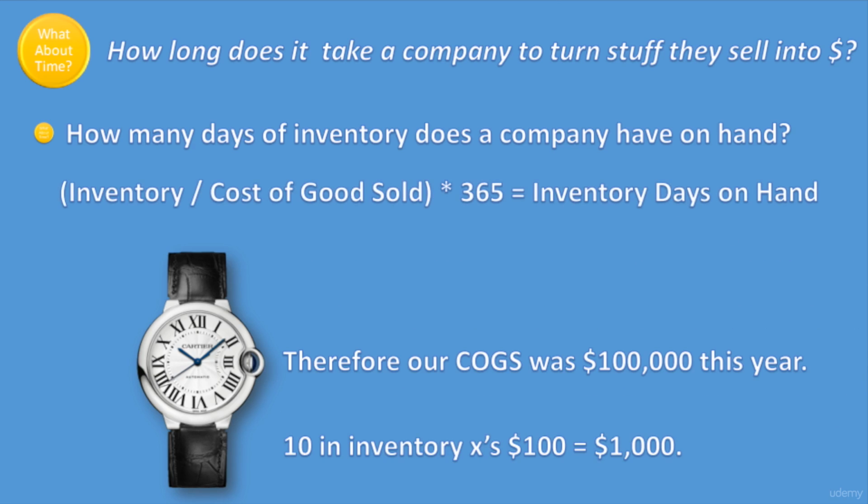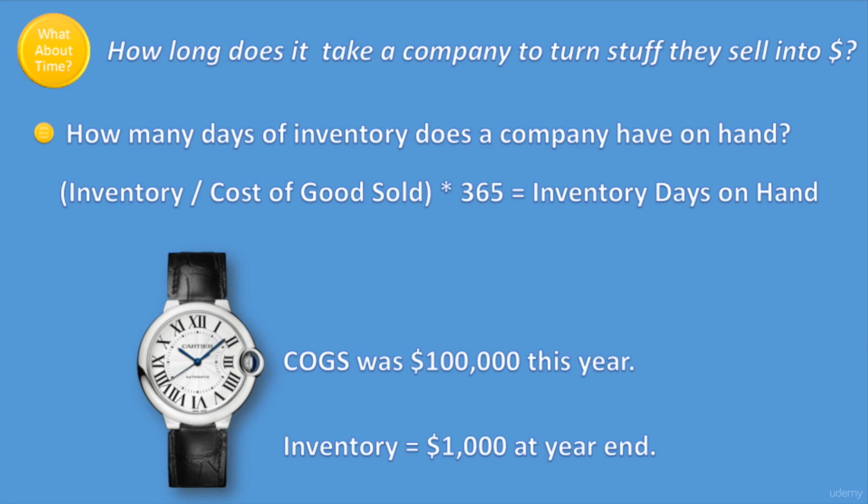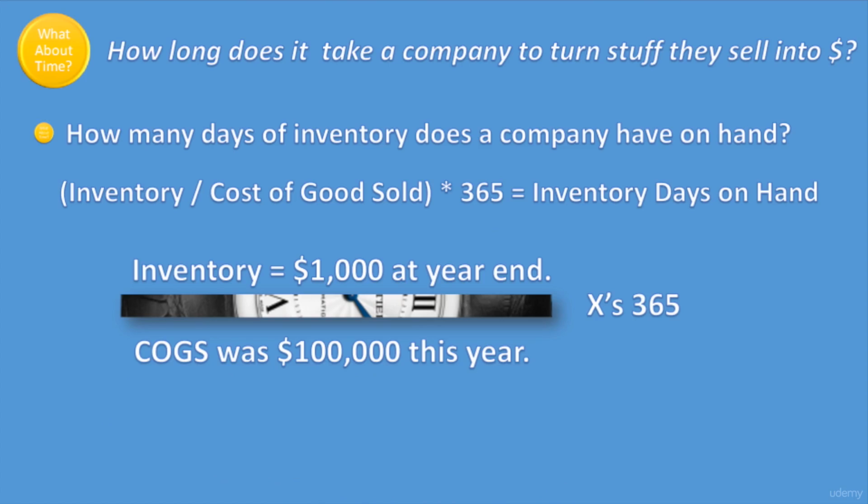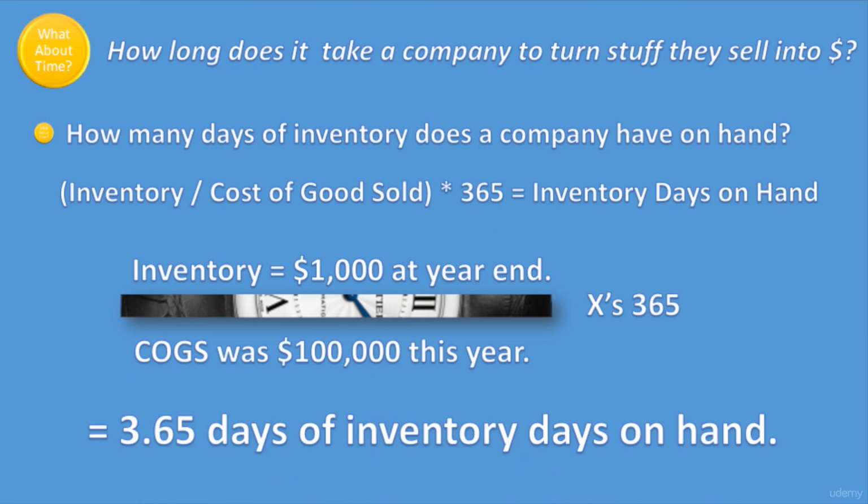Cost of goods sold again was 100 grand for the year. Inventory is $1,000 at the end of the year. Okay, we had 10 left, right? And the inventory times $100 each. All right, creative, eh? So inventory divided by the cost of goods sold times 365 equals 3.65 days of inventory days on hand.